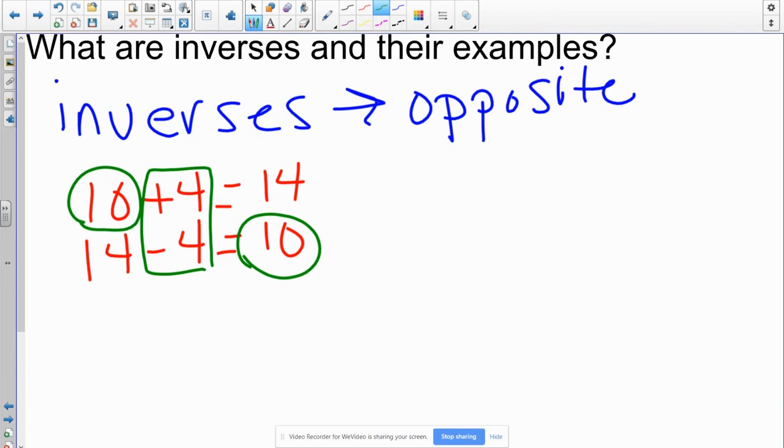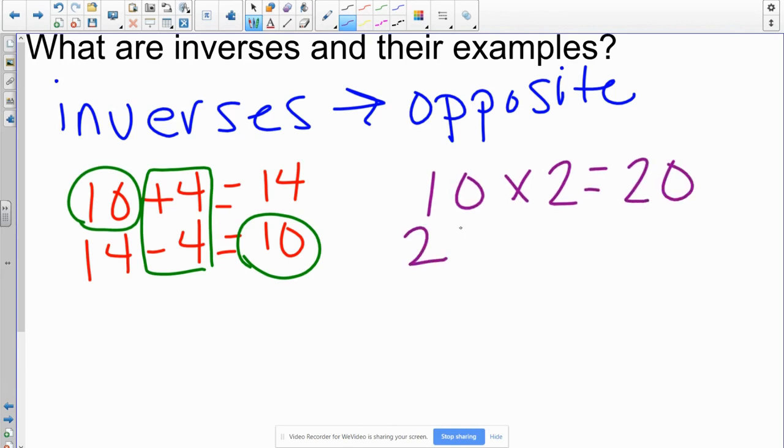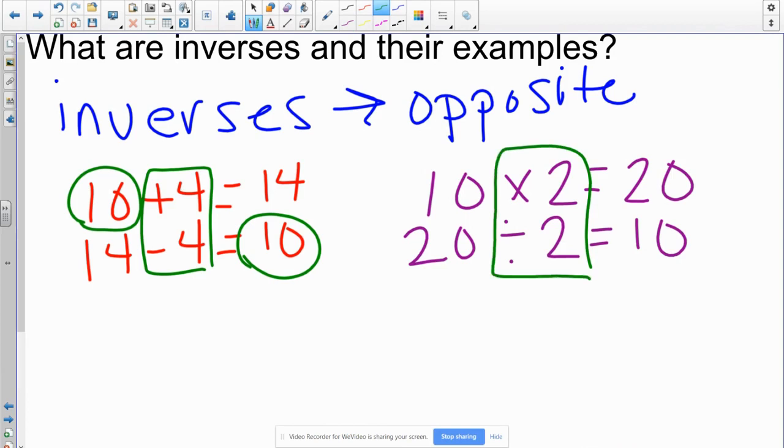Here's another example. Let's go 10 times 2, which is equivalent to 20. And if I go 20 divided by 2, it goes back to 10. So again, you notice that when you multiply, the inverse is to divide because we started with 10 and we ended with 10. So multiplying and dividing undid each other's actions.